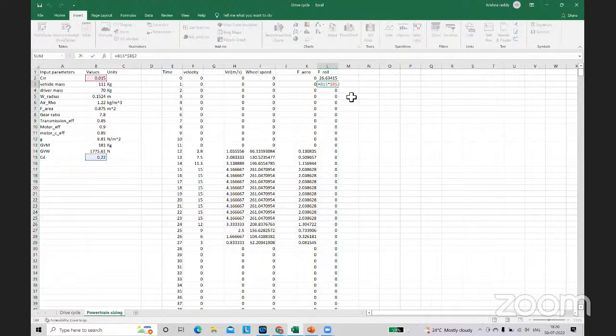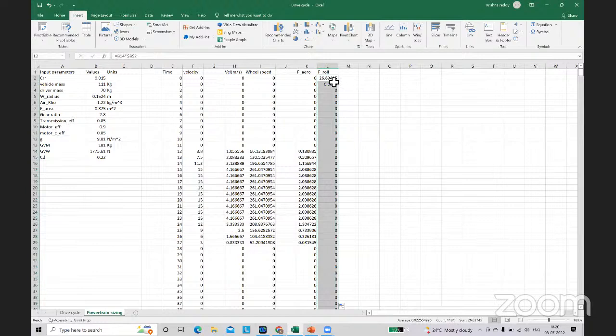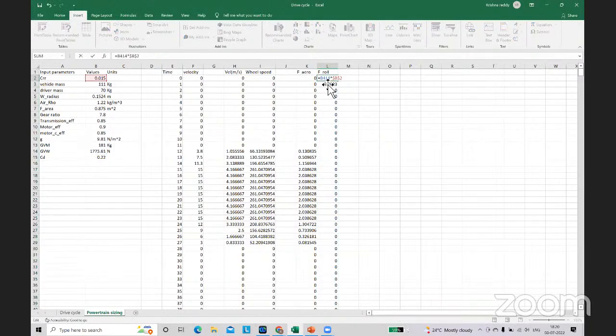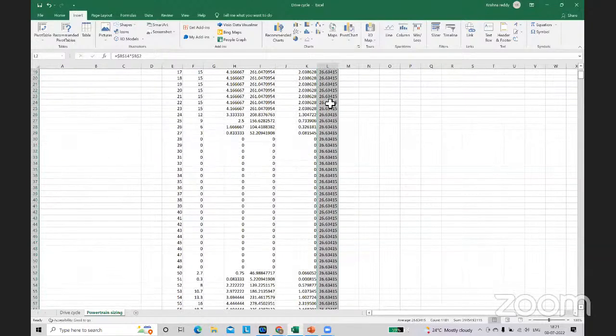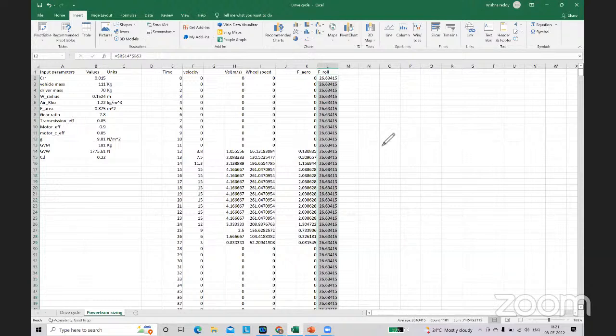For this also I have to bring the dollar symbol. Let me correct it properly. Here you can see it's going to remain the same. It is because GVW and CRR are not varying with respect to the velocity.